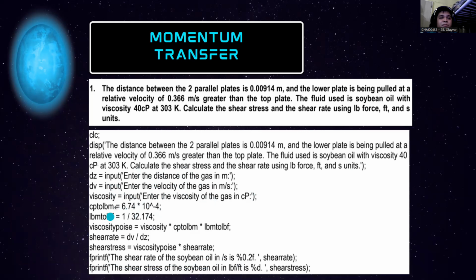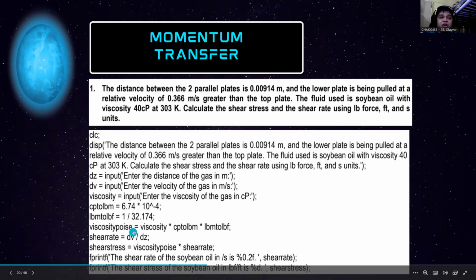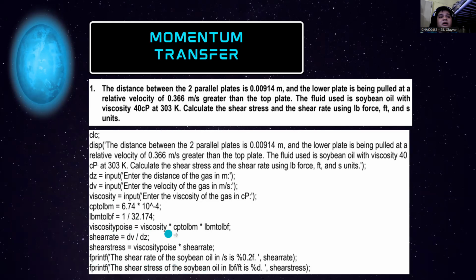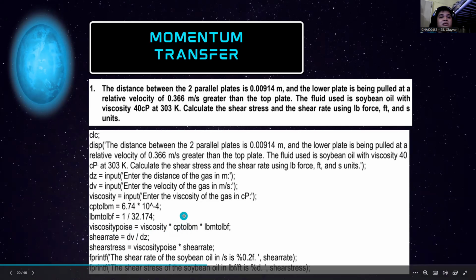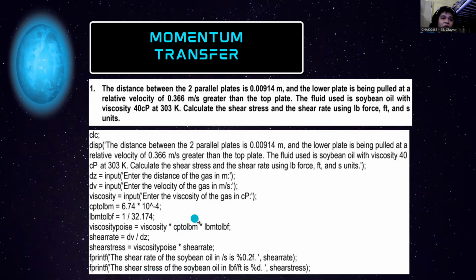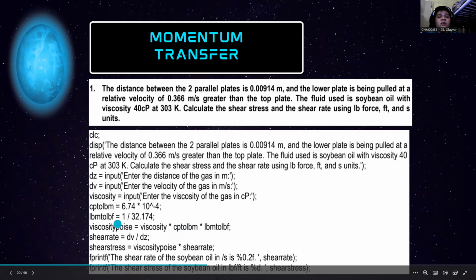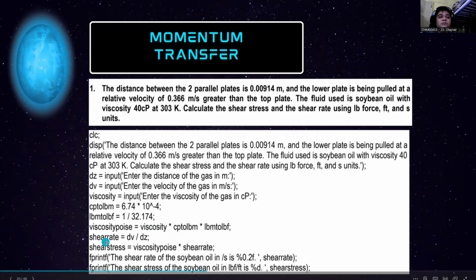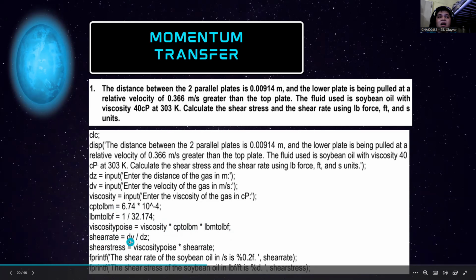And after that, we suppose that the desired data in order to get that we needed to transfer it to pound mass and the desired data in order to get the pound force. Of that, we will get the viscosity plus conversion, which is viscosity in plus times the pound mass, which is 6.74 times 10 to the raise of negative 4, and to pound force, which is 1 over 32.174. And after that, we will get the shear rate, which is the velocity over distance.